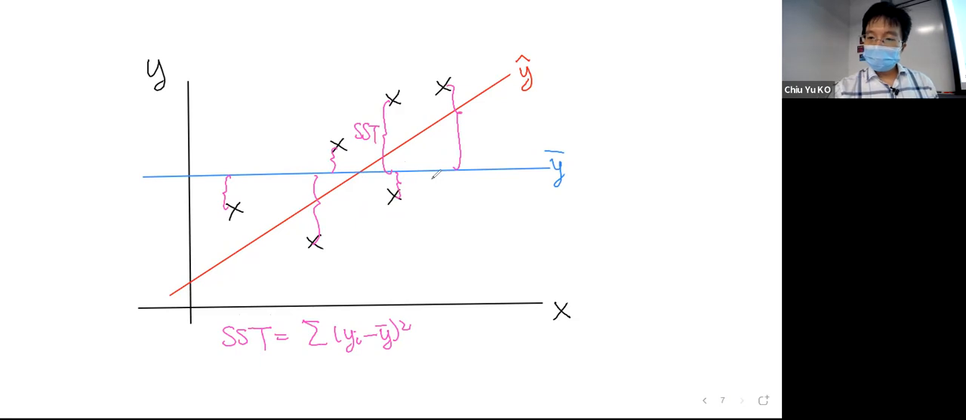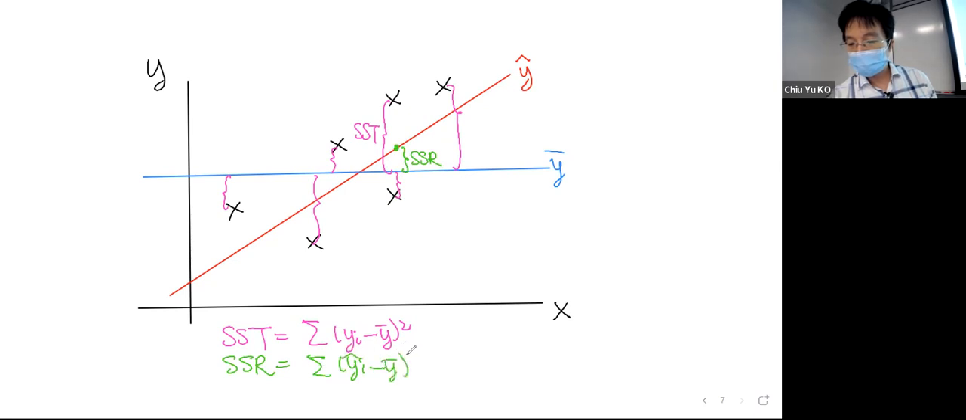Now here we have this distance, which is SSR. SSR is the summation of Y hat i minus Y bar. The Y hat is the line, minus the Y bar. So basically, it's the part not given by the Y bar, it's coming from the X, right?